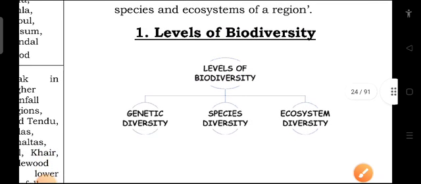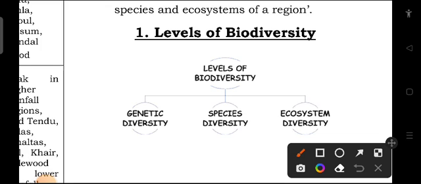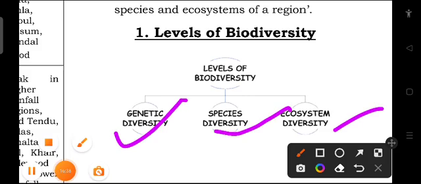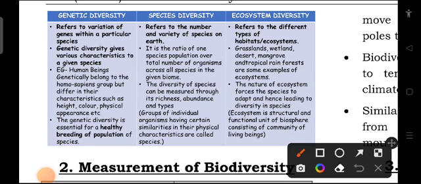So what are the levels of biodiversity? There are three levels: genetic diversity, that is diversity at the gene level, species diversity and ecosystem diversity. Genetic means variation in the genes within a particular species. Genetic diversity gives various characteristics to a given species. If we have black hair, or dark skin or the fairest skin tone, it's basically because of our genes. So it gives a particular characteristic trait to every species.